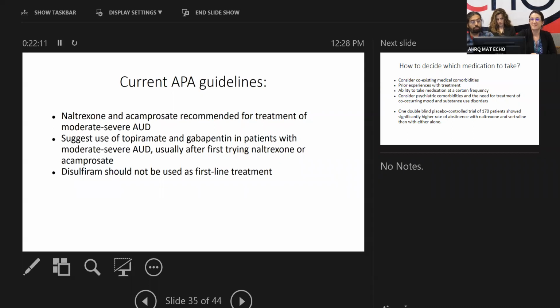The current APA guidelines recommend naltrexone and acamprosate as first-line treatment for moderate to severe alcohol use disorder, and then they suggest the use of topiramate and gabapentin in patients after trying one of these first-line agents. And they do not recommend disulfiram as first-line treatment.